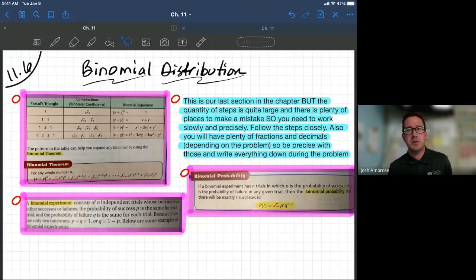All right, Algebra 2. We are in the last section today. Okay, Chapter 11, Section 6, Binomial Distribution. This section has a little bit of both worlds here.